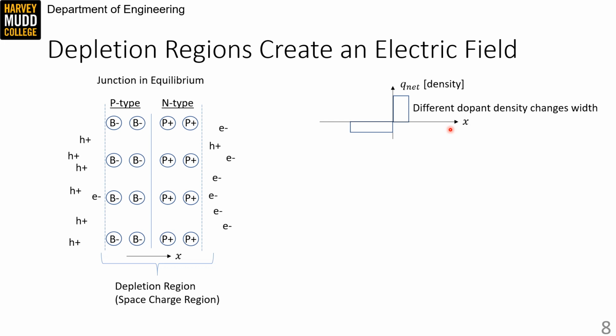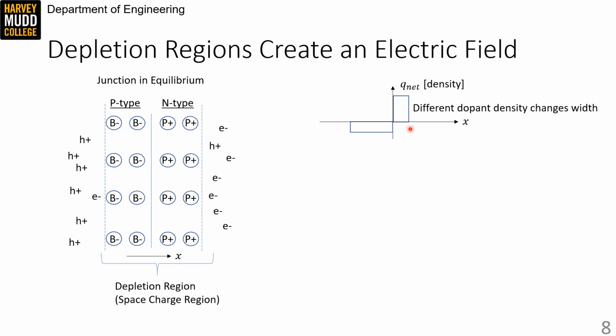Inside the depletion region, the absence of free charge carriers means that we have a net charge that matches the polarity of the fixed dopants. So the p-type semiconductor at negative x has a negative net charge because of the fixed boron dopants, and the n-type semiconductor at positive x has a positive charge because of the phosphorus dopants.